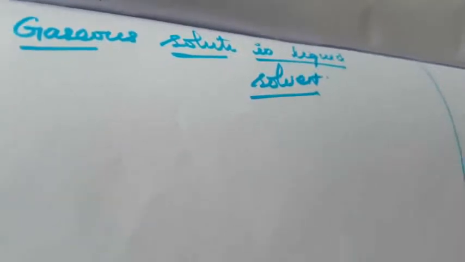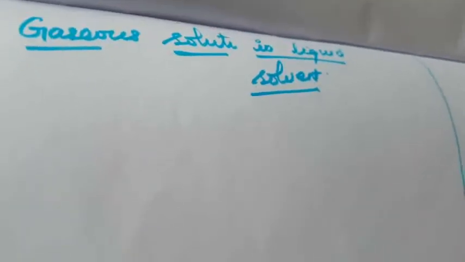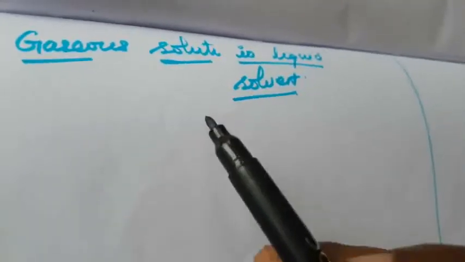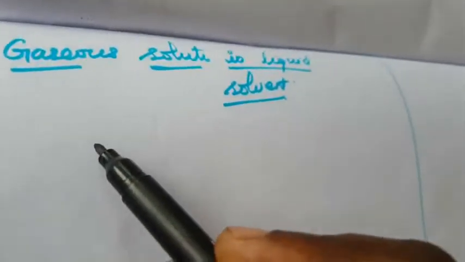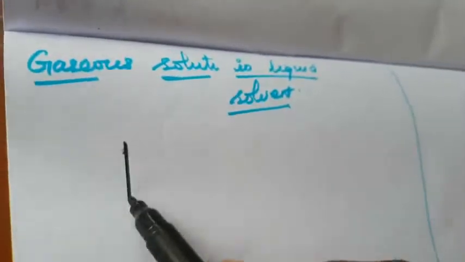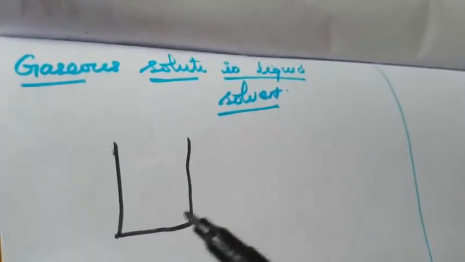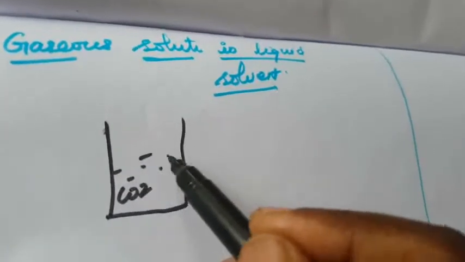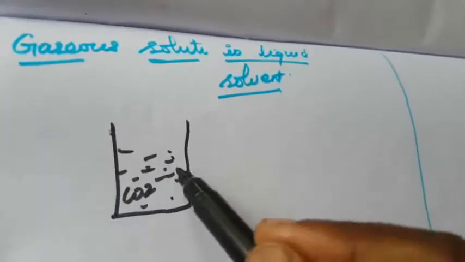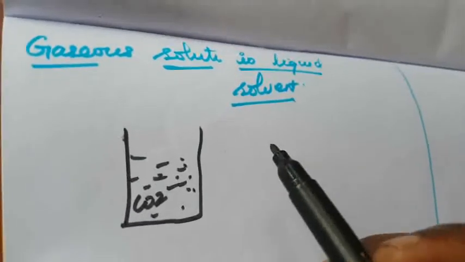Today we are going to see the gaseous solute in liquid solvent. What is the meaning of that? That is a liquid solvent. Suppose we are taking water, and the gas is carbon dioxide. So carbon dioxide gas dissolves in that water, which is called carbonated liquid.